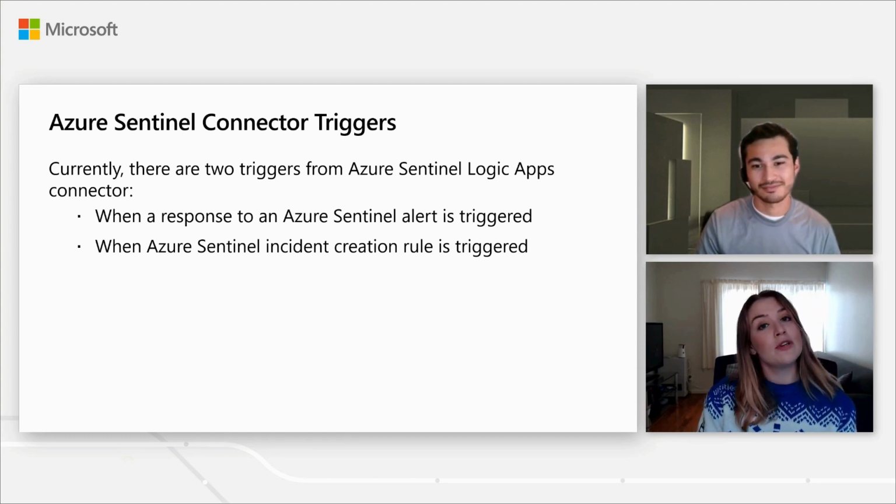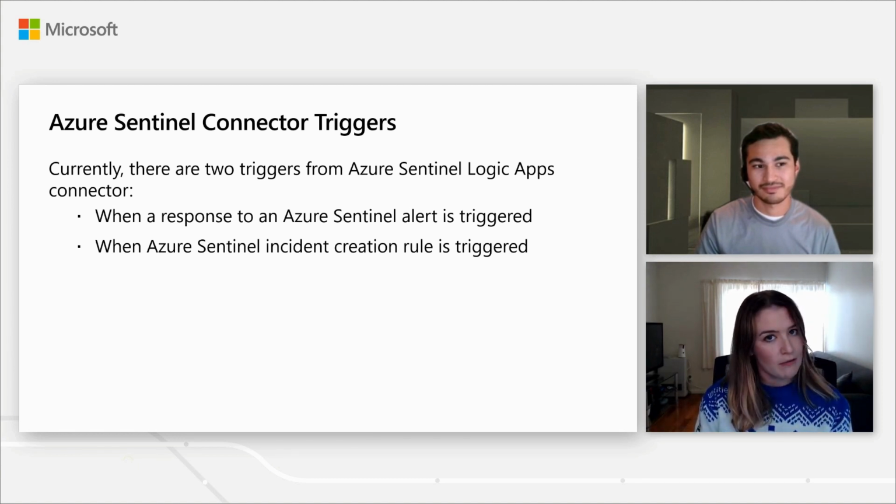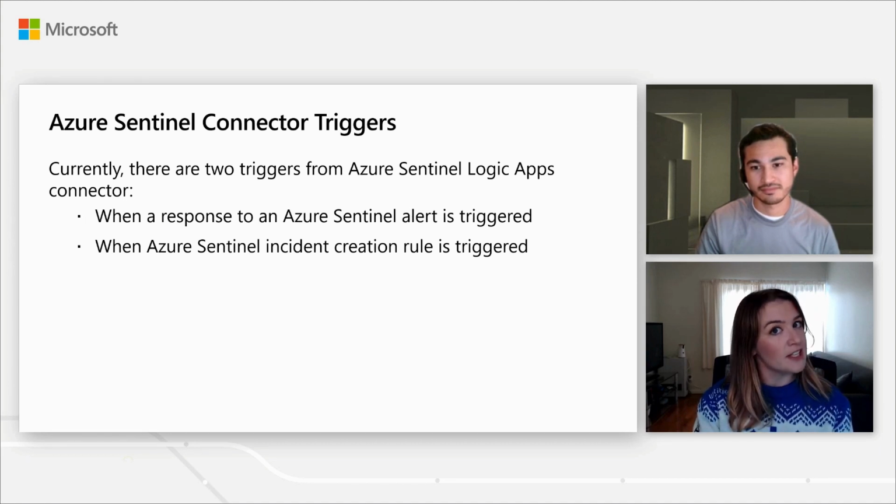Just because you get an alert doesn't necessarily mean you want to create an incident. Sometimes you will and sometimes you won't. It might be that you only create an incident when you get a certain number of alerts or a certain combination of alerts. That's why we have two different triggers. You can run automation when an alert happens, but not necessarily an incident, or you can run automation when an incident happens.